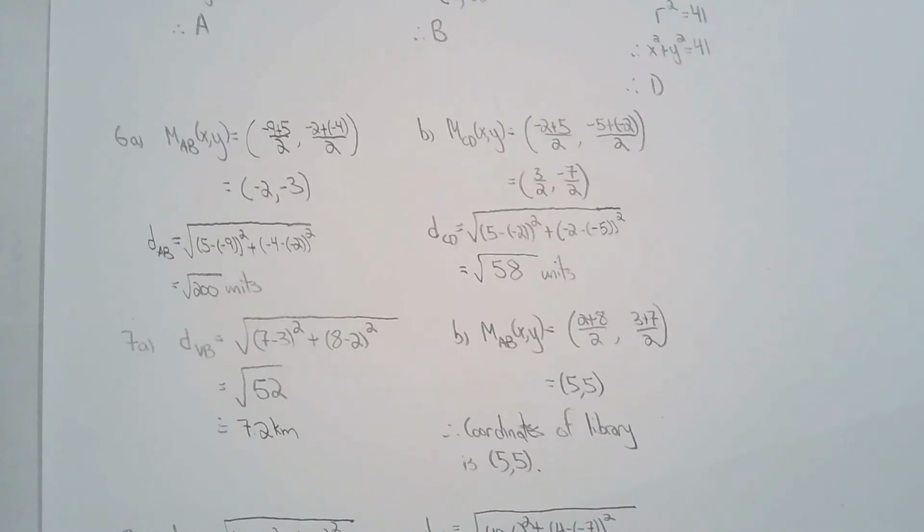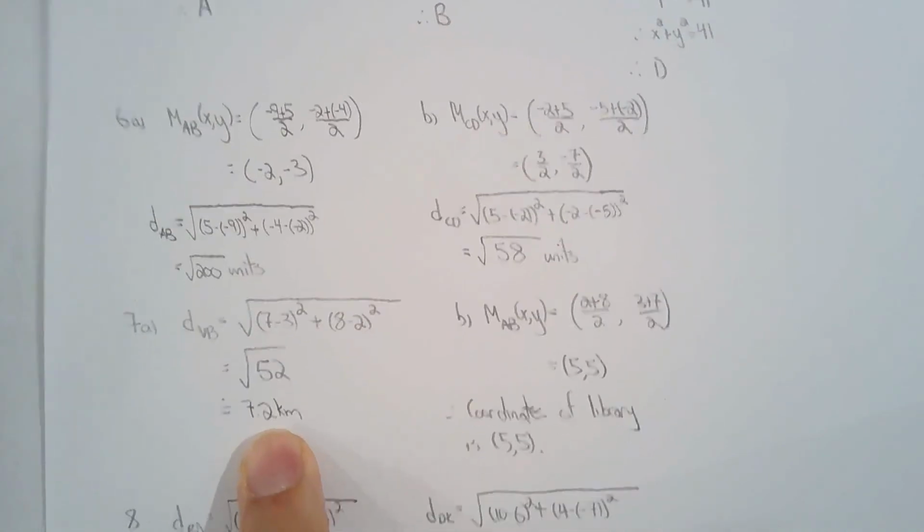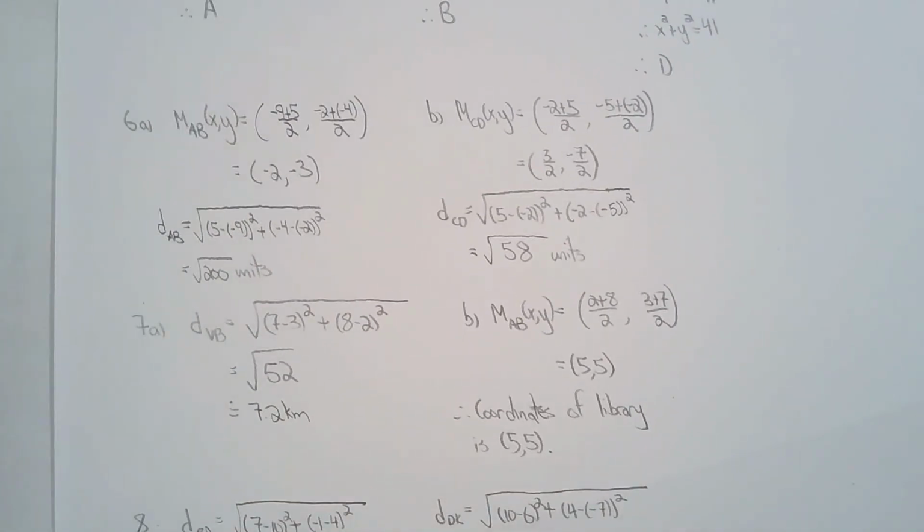Question 7. So we have a library halfway between Brandon and Vaughn's house. The intervals on the grid represent 1 kilometer. Okay, perfect. So how far apart is Brandon and Vaughn's house? Just punch it into the distance formula. You can round it to the nearest tenth, which is 7.2 kilometers. And then, to find the midpoint, you can locate where the library is.